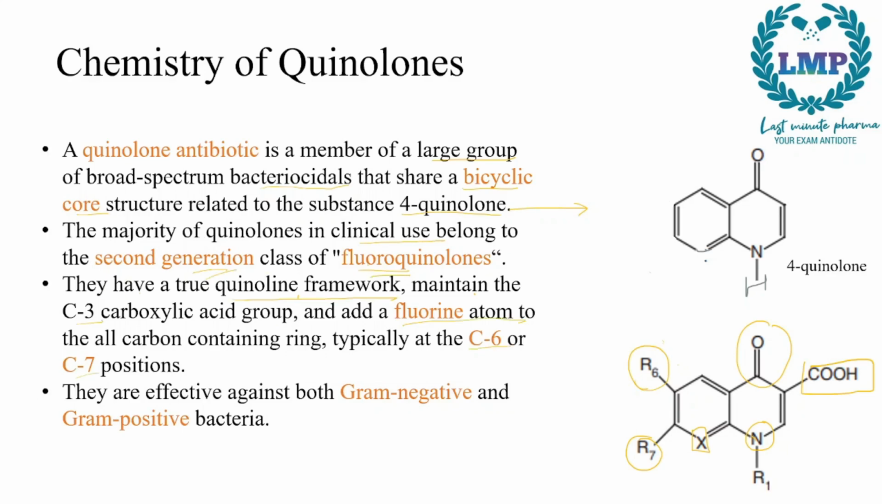Fluoroquinolones, they have a true quinoline framework. They also maintain the C3 carboxylic acid group and add a fluorine atom to the carbon containing ring, typically at the C6 or the C7 position. That is, the fluorine group can be either here or here on the basis of the structure. Then next is, they are effective against both gram-negative as well as gram-positive bacteria.